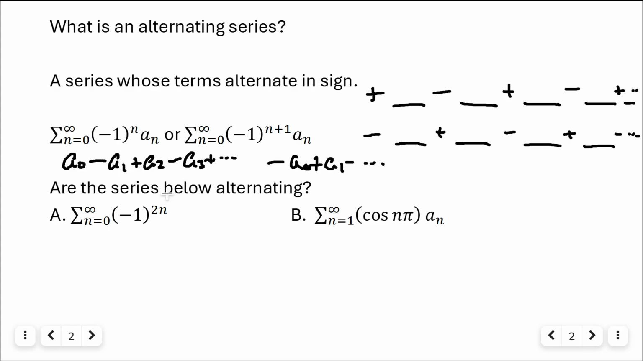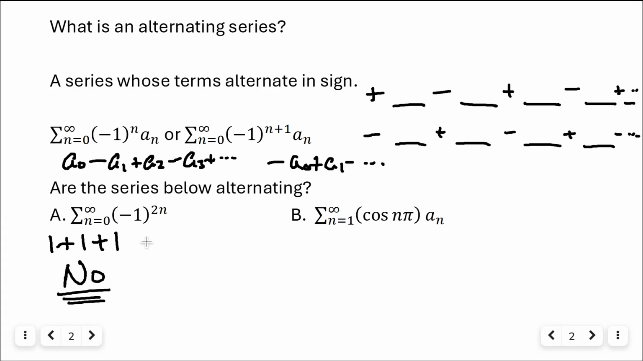These certainly don't look like those. If you want to determine if a series alternates or not, the easiest way to do it is literally start plugging in the values to see what happens with the signs of the terms. If I put 0 in, 2 times 0 is 0, negative 1 to the 0 is 1. If I plug in 1, 2 times 1 is 2, negative 1 squared is also 1. If I plug in 2, 2 times 2 is 4, negative 1 to the fourth is also 1. So no, this series is not alternating.